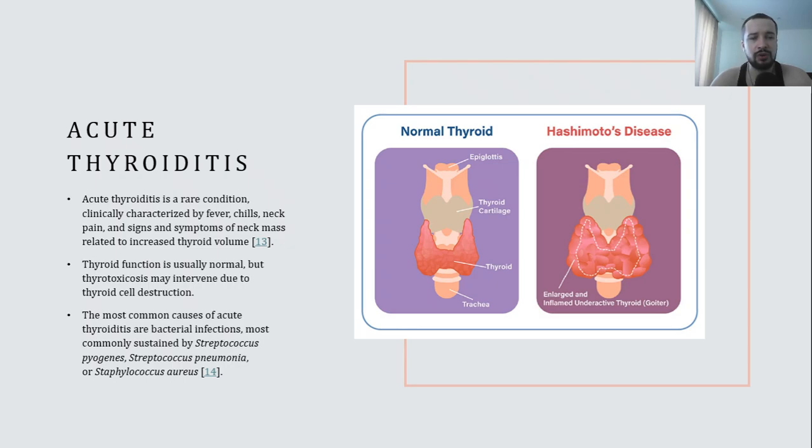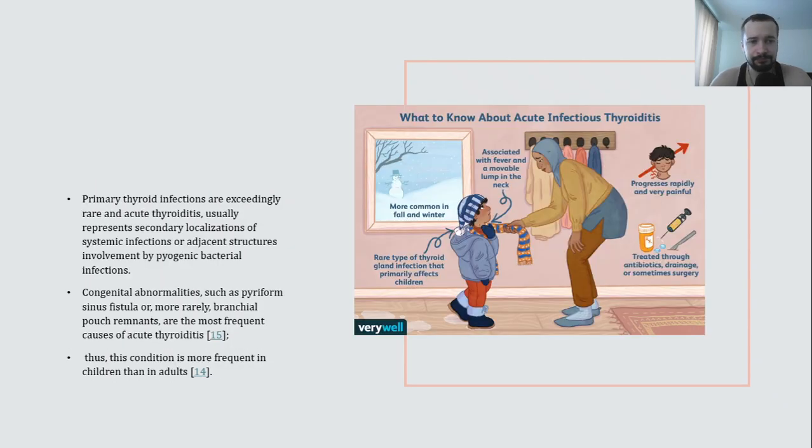The most common causes of acute thyroiditis are bacterial infections, most commonly sustained by Streptococcus pyogenes, Streptococcus pneumoniae, or Staphylococcus aureus. Primary thyroid infections are exceedingly rare, and acute thyroiditis usually represents secondary localizations of systemic infections or adjacent structures involved by pyogenic bacterial infections.